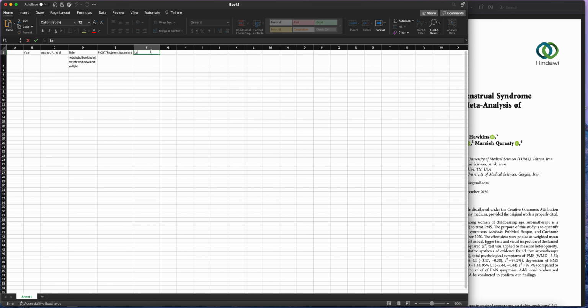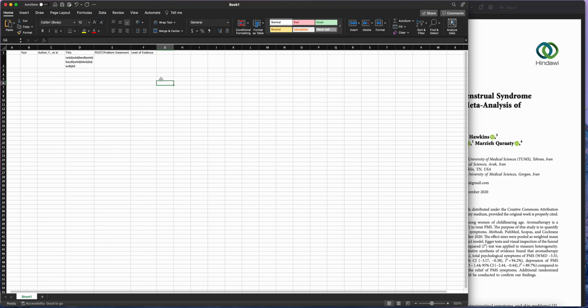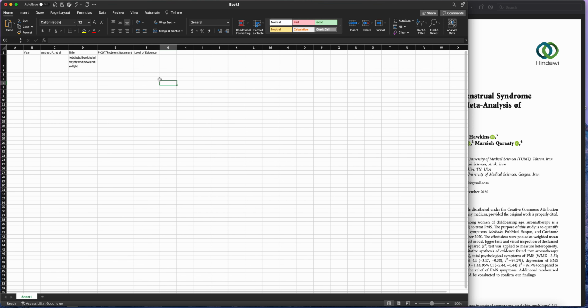And then the level of evidence. This directly correlates with the triangle that we discussed in class, the triangle of evidence, the hierarchy of evidence. So if it's a meta-analysis or systematic analysis, that would be a level 1. Level 2 would be RCT, a randomized controlled trial. Level 3, and so on.